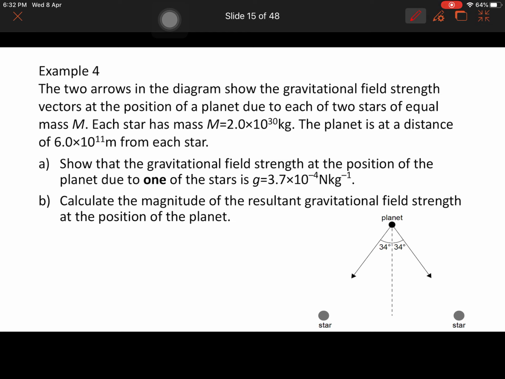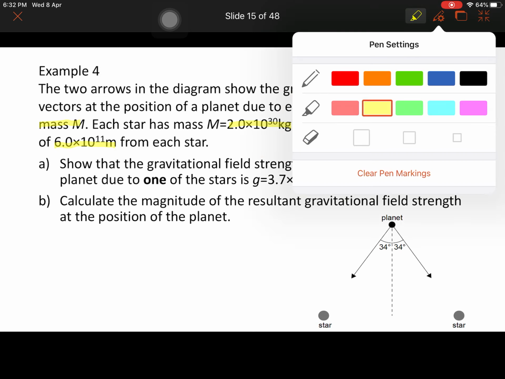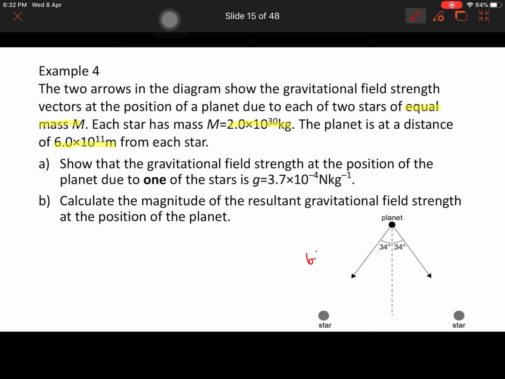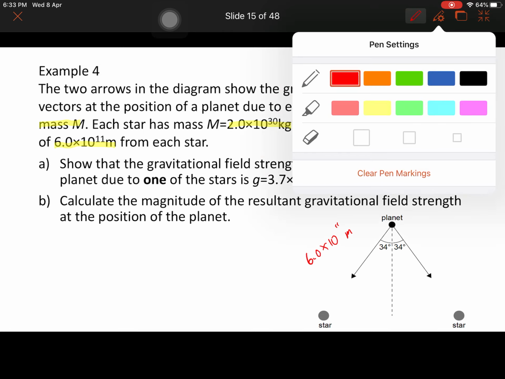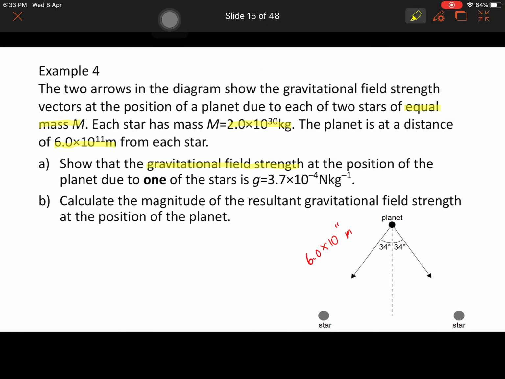Okay, example 4. Pause here and try this out first. Okay, so what does it tell us? It tells us that these two stars have equal mass m of this value, and the planet is 6.0 times 10 to the power of 11 meters away from each star. So this distance here is 6.0 times 10 to the power 11 meters. They ask us to show G due to one star is this value.